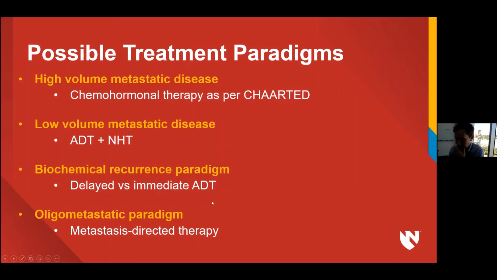And then the last paradigm that I'd like to discuss is an oligometastatic paradigm, and really considering metastasis-directed therapy, which is probably the newest treatment paradigm. We've certainly been doing this in select patients at our institution over the last couple years, and this at times can present a dilemma for optimal systemic therapy.